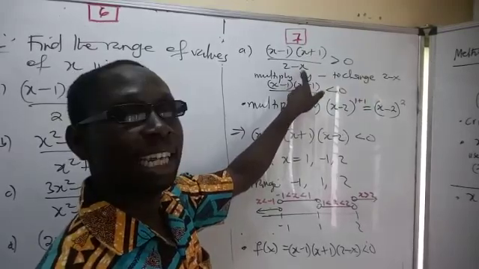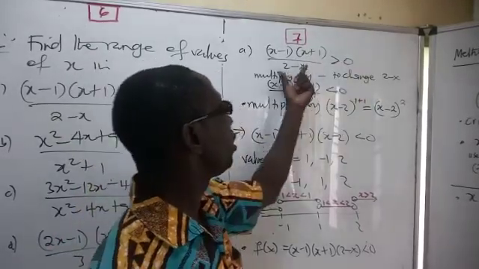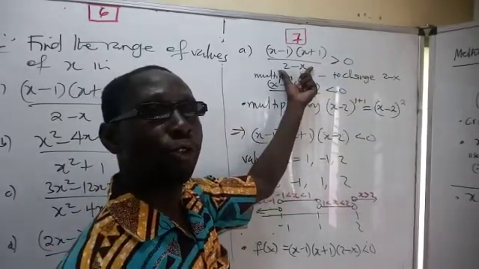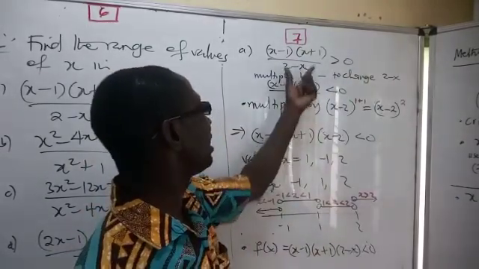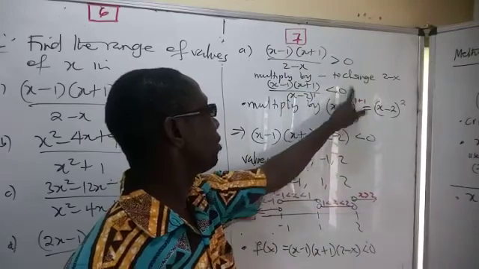But this one has turned the other way around. So we multiply through by negative, so that the negative will turn this 2 minus x into x minus 2. So we multiply through by negative. It turns this to that, to get this.